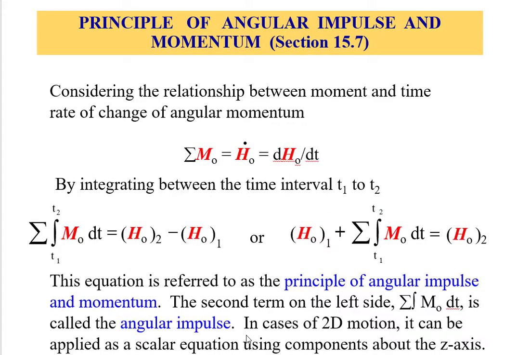Also, to put things in perspective, just to summarize what we have done, the principle of angular impulse and momentum says the summation of the integration of all the moments from t1 to t2 is equal to the angular momentum at state 2 computed about O, minus the angular momentum about O computed at state 1.